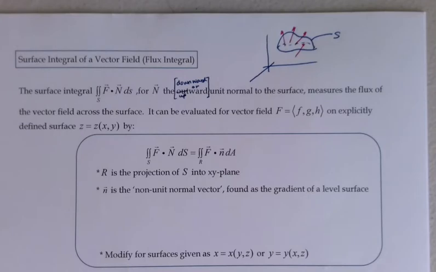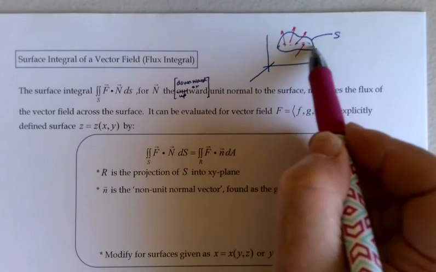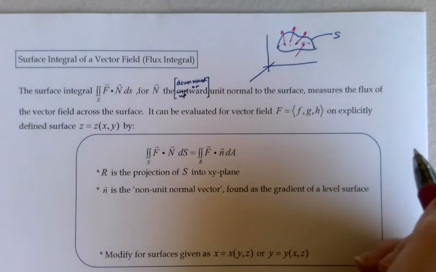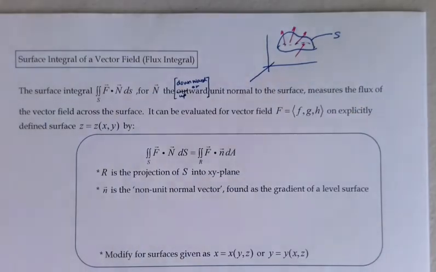Circulation integral doesn't really make sense here, because a circulation, if you've got a vector field, we can't really push it along a surface. To push something along something, you really need a path. You need a curve, C. So we'll definitely be doing flux integrals when we do our surface integrals of vector fields.